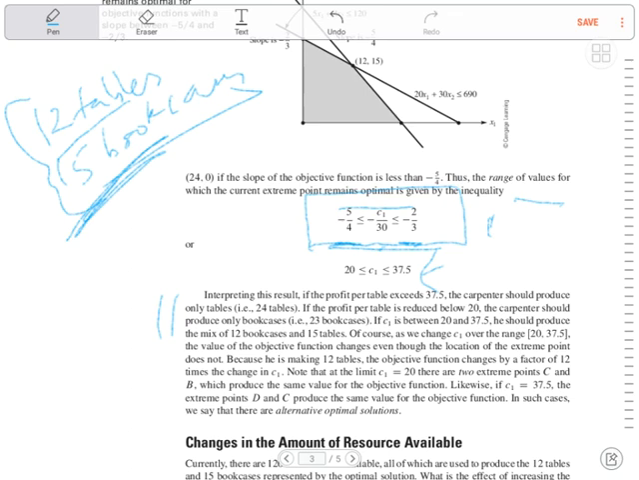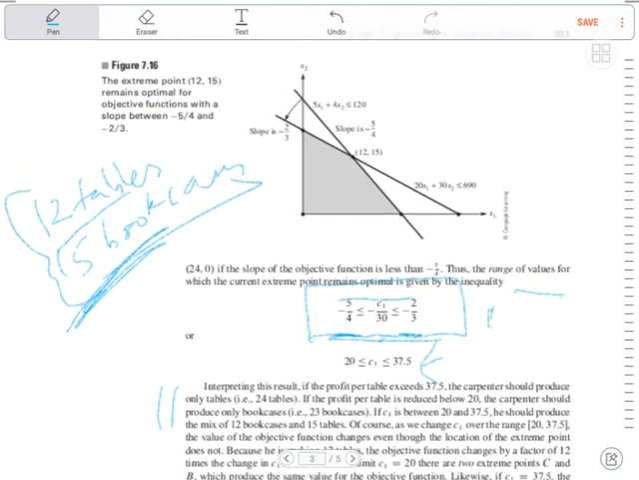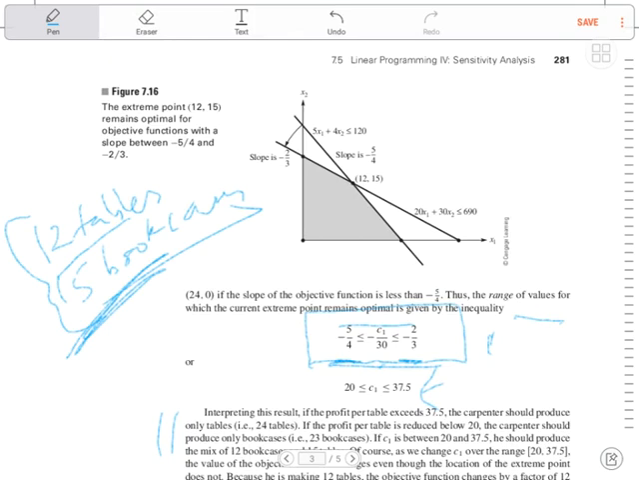So that's what they are saying. Interpreting the result, if the profit per table exceeds 37.5, profit per table meaning C1, what will happen? The carpenter should produce only tables, that is 24 tables. Where am I getting this from? He should produce only tables.